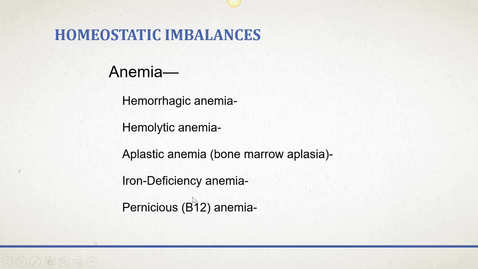Iron deficiency anemia is due to a deficiency of iron in the diet. Iron is required in order to be incorporated into hemoglobin, so if you don't have enough iron in the diet, you're not going to be able to produce hemoglobin, which means that your red blood cell production is going to decrease. And then pernicious anemia is due to a deficiency of B12.